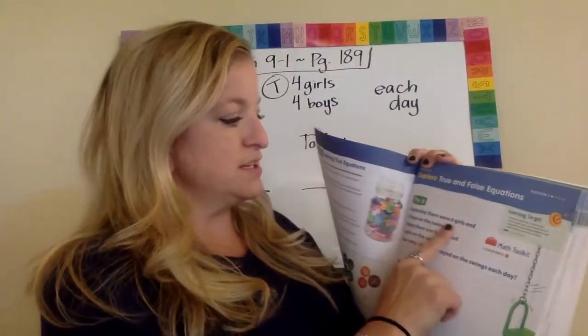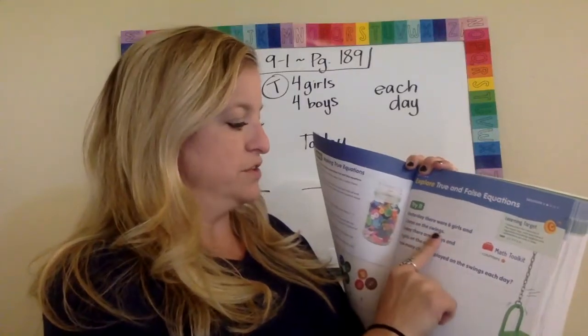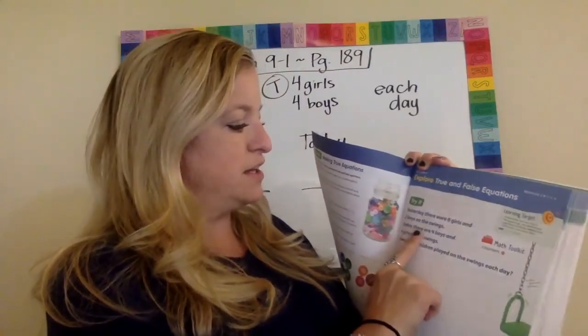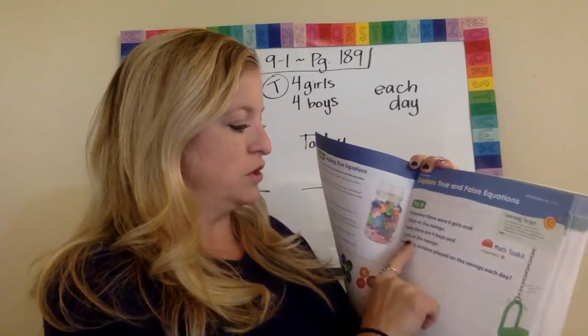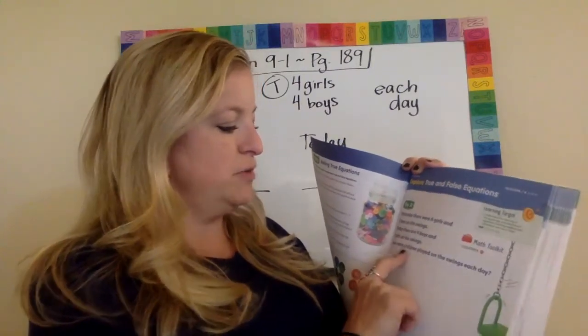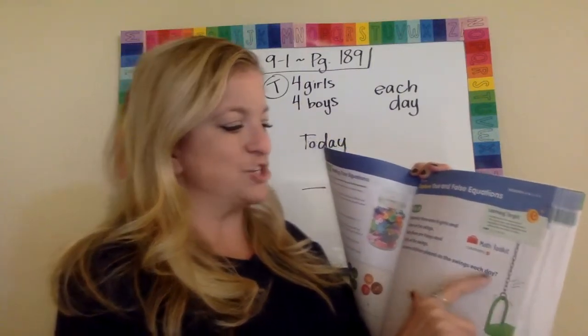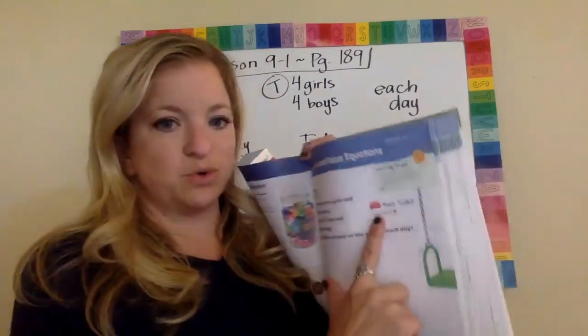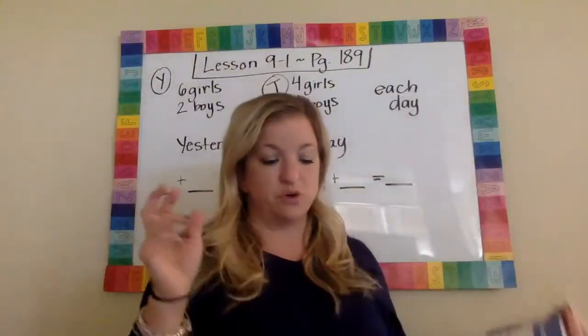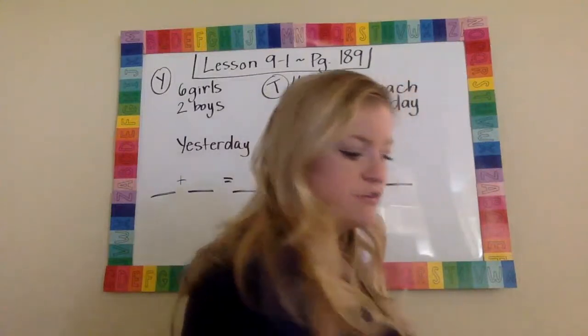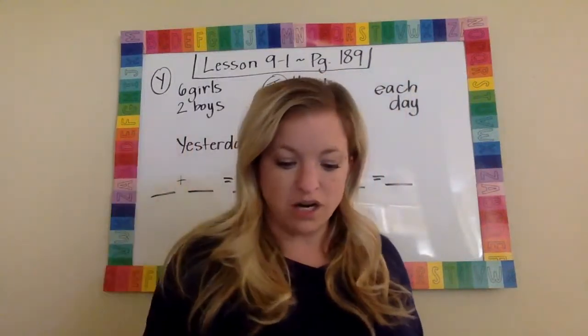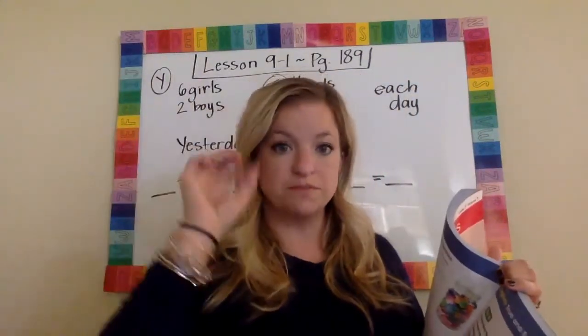Yesterday, there were 6 girls and 2 boys on the swings. Today, there are 4 boys and 4 girls on the swings. How many children played on the swings each day? So here's your math toolkit. It says you can use counters. So if you got erasers from Miss Lamb, if you have little things like this, they work. If you have those cubes, perfect.